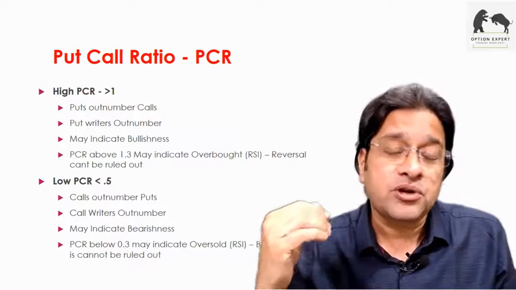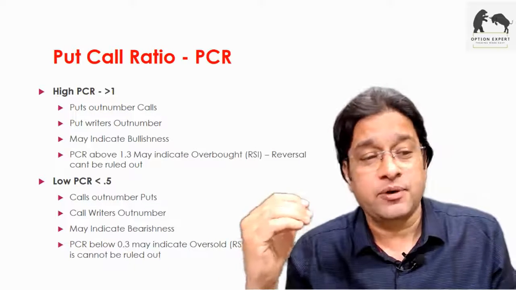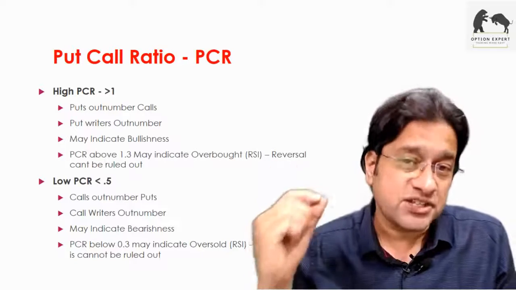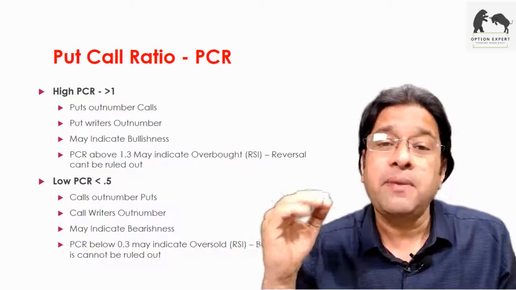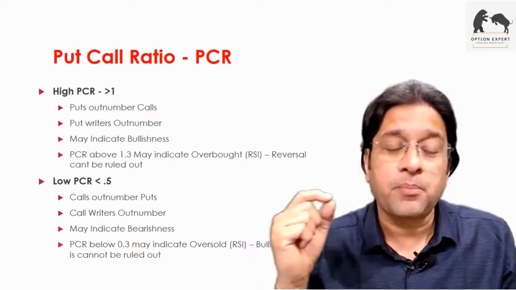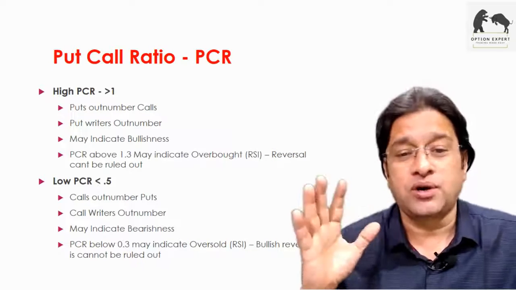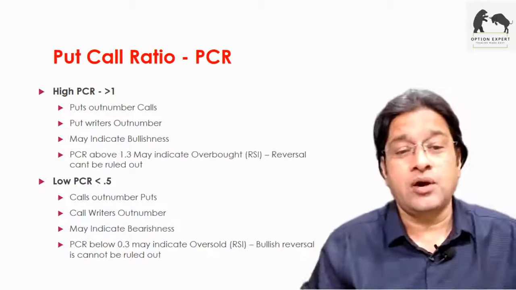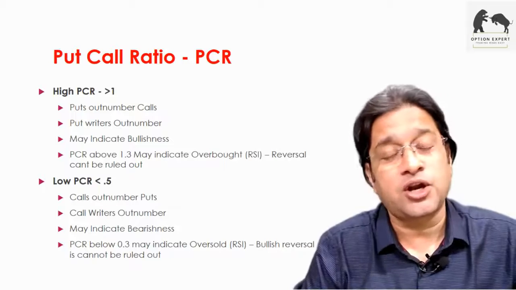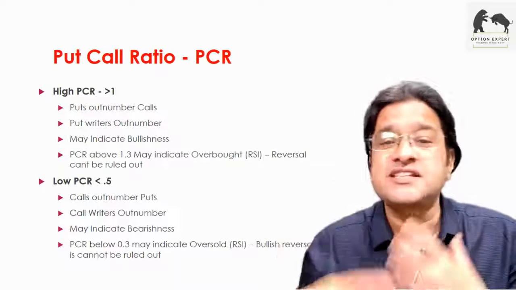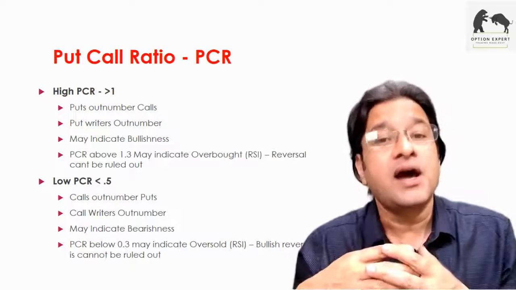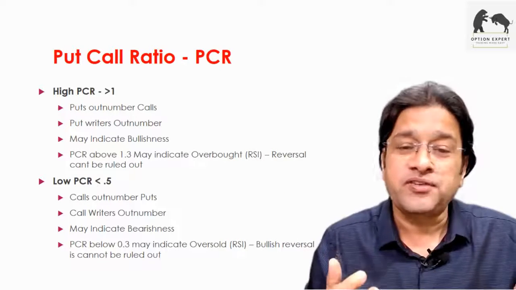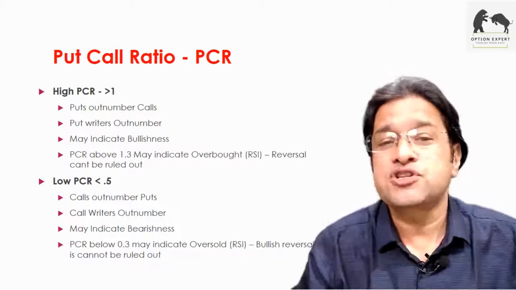Similarly, when the put call ratio is low, at 0.5, calls definitely outnumber puts, and the number of call writers also outnumbers, which may indicate bearishness. But below 0.3 it may indicate oversold, or the 30% level in an RSI chart. A bullish reversal also cannot be ruled out. Any of these things might happen: when it is above 1.3, and when it is at 0.3, you cannot rule out a reversal.